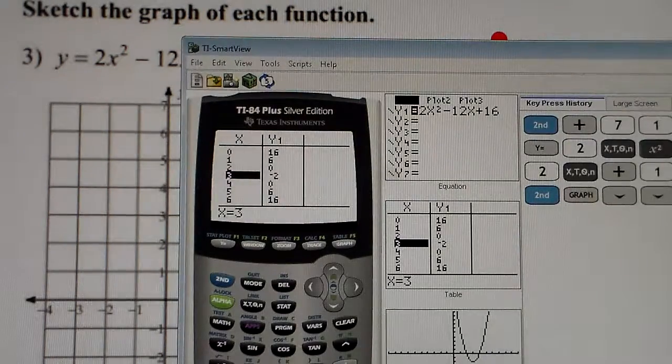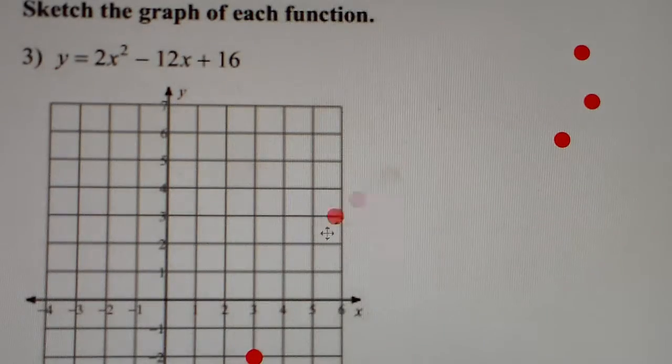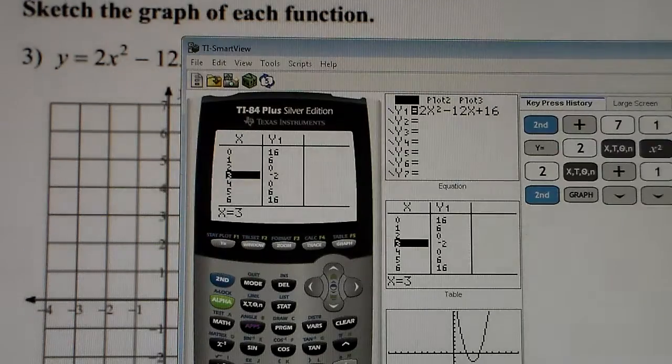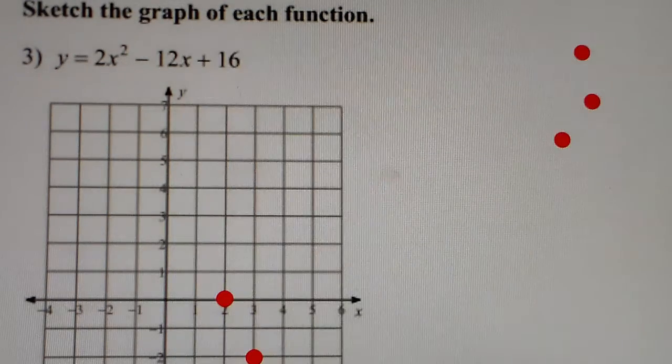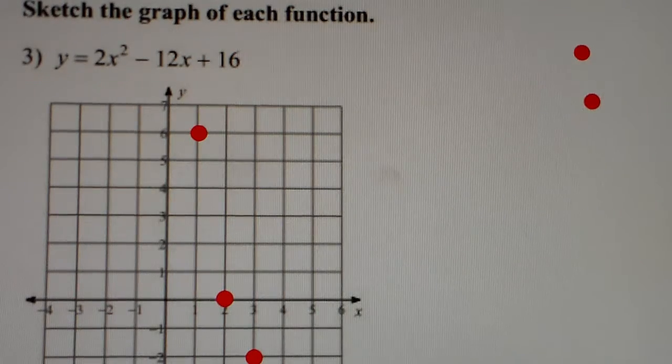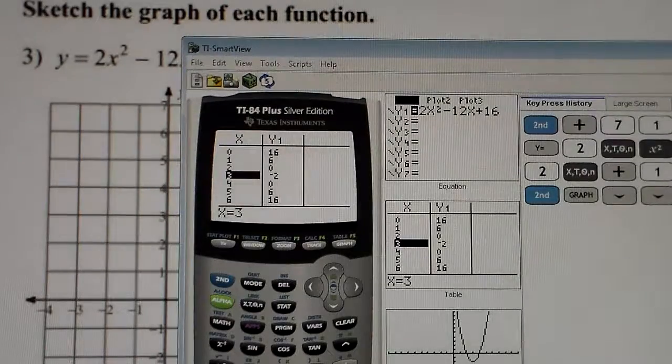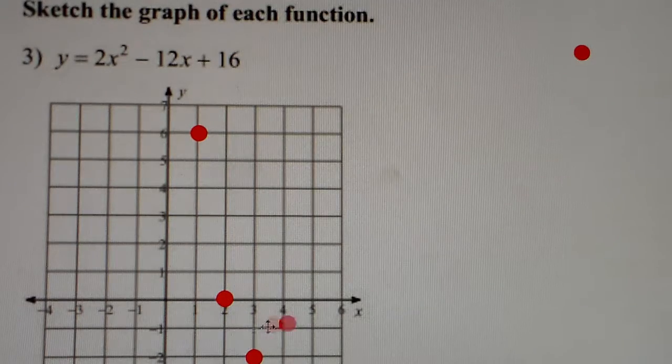Another coordinate from our graphing calculator is 2, 0. That means 2 to the right, 0 up or down. The next coordinate is 1, 6. So 1 to the right, 6 up. We also have 4, 0: 4 to the right, 0 up or down. And we got 5 to the right, 6 up. And that's the answer to number 3.